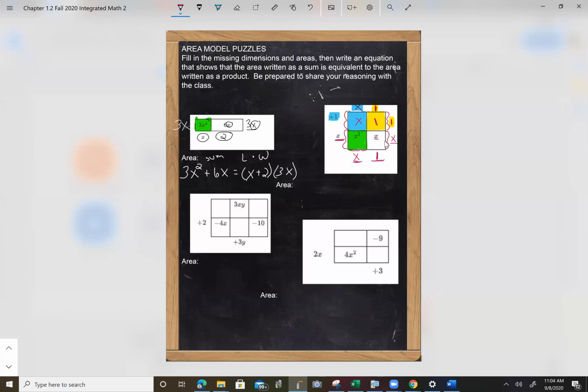Okay, so now we have all of our pieces filled out. So our area written as a sum, adding up all of the pieces on the inside, we have 1 box that is x squared. We have 2 boxes that are x, so we have 2 x's. And we have a 1. Equals, then we need to do the length times the width.